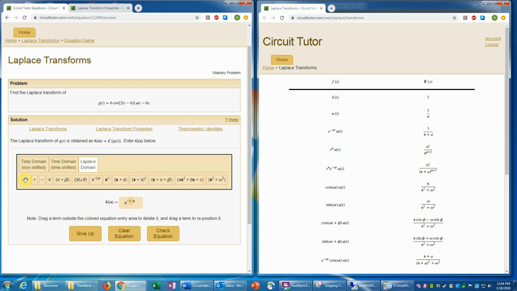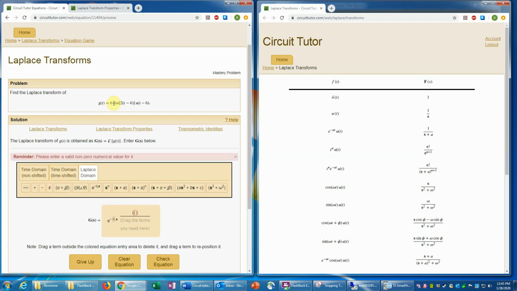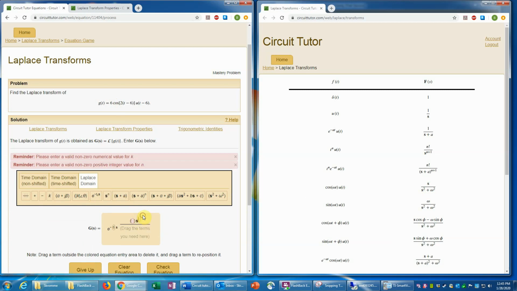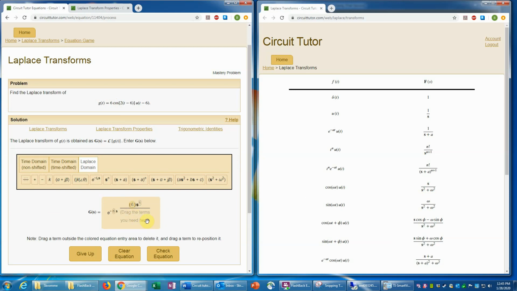So I'll need a fraction term for the cosine. And I'll need the s squared over s squared plus omega squared, but I'm also going to need a constant because of the constant out front here. And then I need the s term, which I'll put next to that. And that'll be s to the 1. And my constant here will just be the 6. And then in the denominator, I need the s squared plus omega squared, and that term is available here.